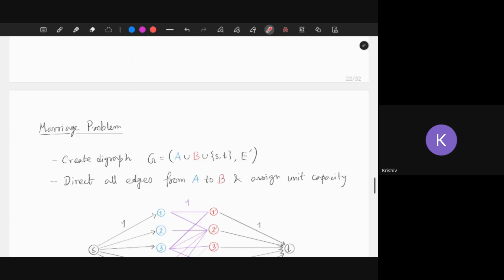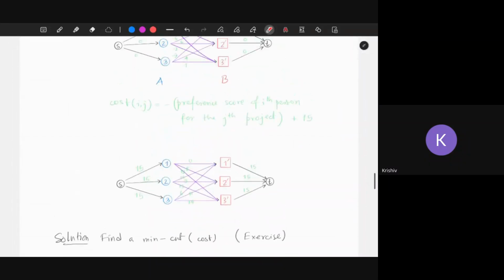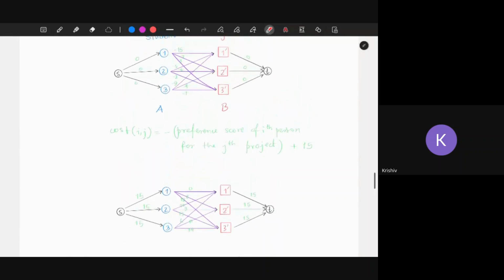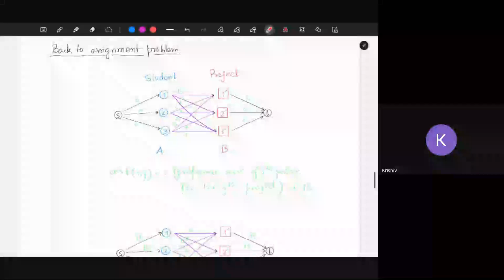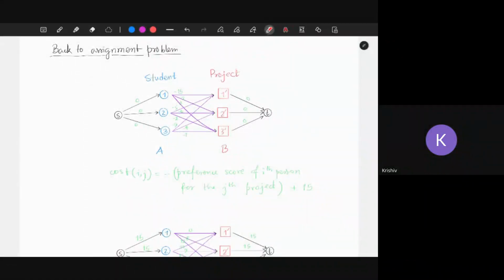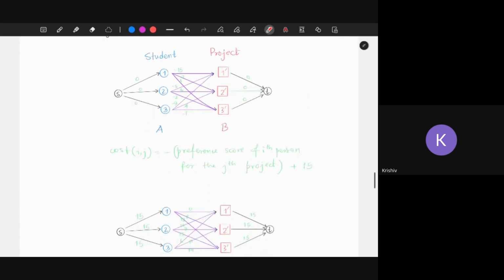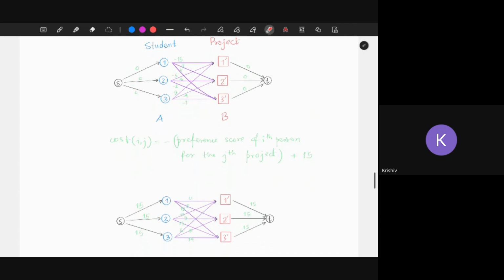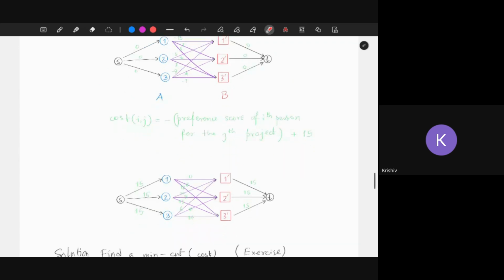Now, if I go back to the marriage problem, you can take this preference score to be 1, 1, 1, 1, 1 and consider the marriage problem. You can take a constant here, and this whole problem will convert into the marriage problem.